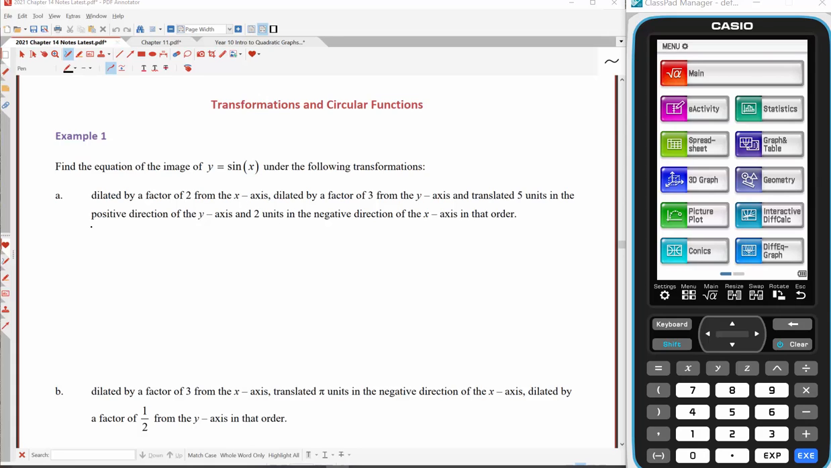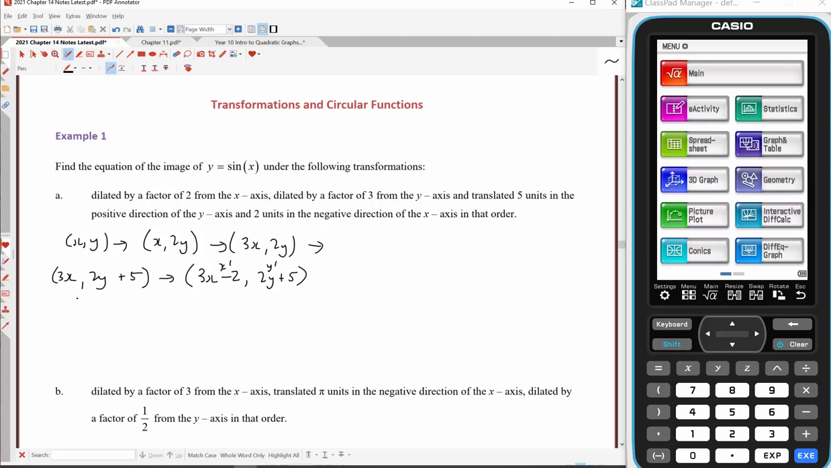dilated by a factor of 2 from the x-axis. Dilated by a factor of 3 from the y-axis. Translated 5 units in the positive direction of the y-axis. What was it? Plus 5. Yep. And then 2 units in the negative direction of the x-axis. So 3x take 2.